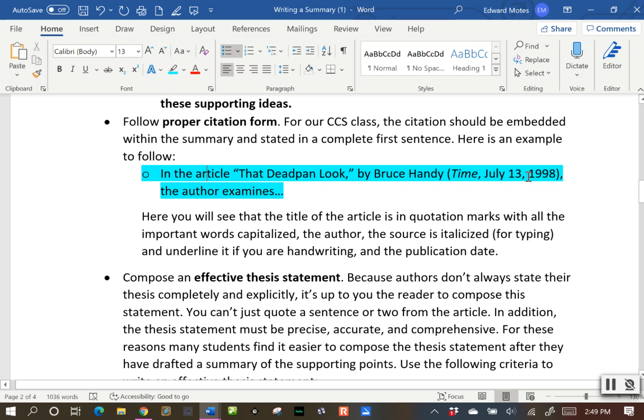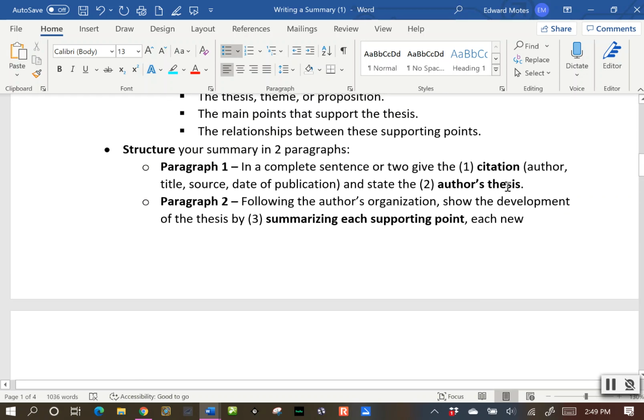And then here's the publication date. Okay, so this isn't a complete sentence yet, but this is how you write that information in there. So in the article, "That Deadpan Look" by Bruce Handy, Time, July 13, 1998, the author examines, and then the rest of that is going to be part 2 of that paragraph, the author's thesis.